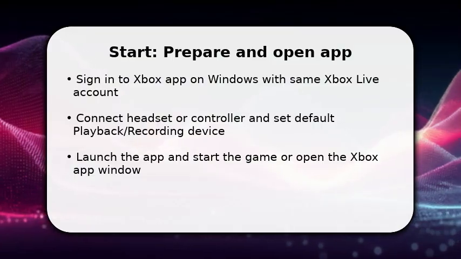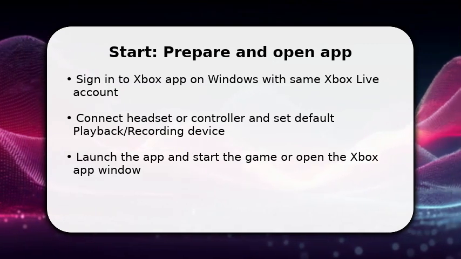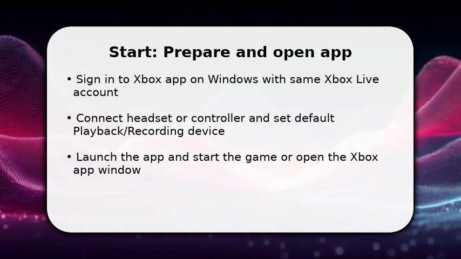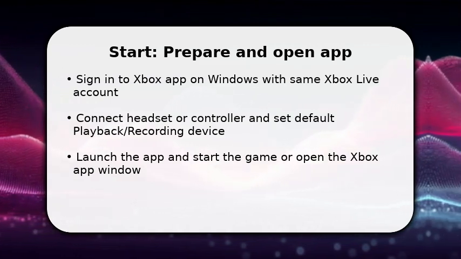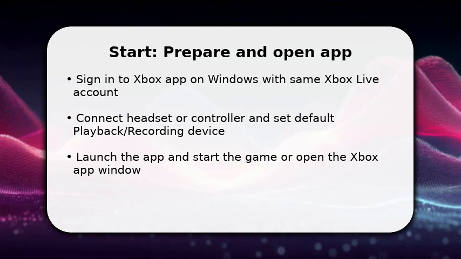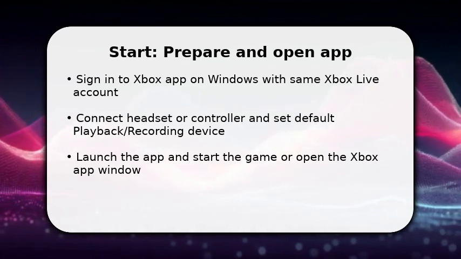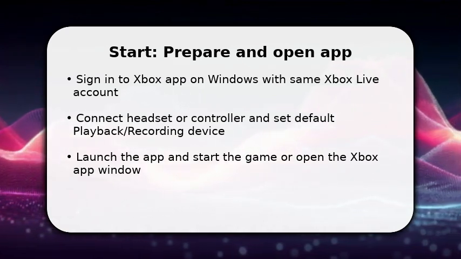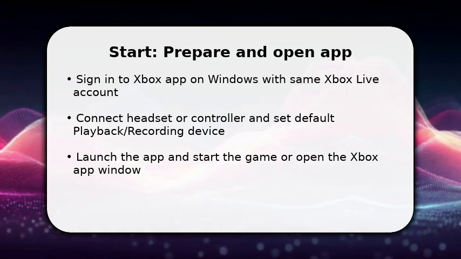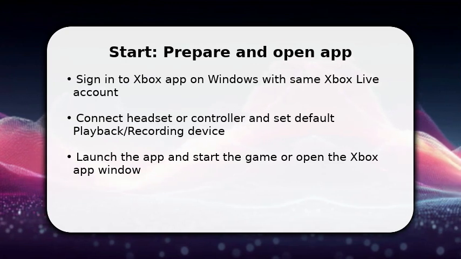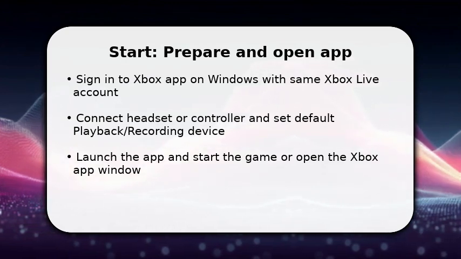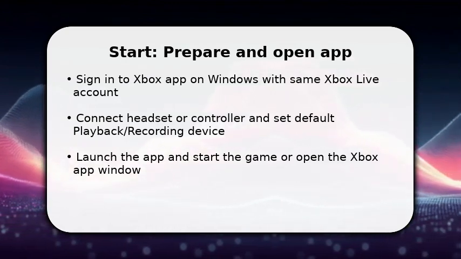You start by signing into the Xbox app and connecting the headset or controller you'll use. Once done, make the Xbox app and the target game active so Windows registers them as audio sources. Next, open the Windows volume mixer or press Windows plus G to bring up the game bar. These are the only places that let you change the Xbox app's output level directly. Make sure the chosen playback device matches what you connected.